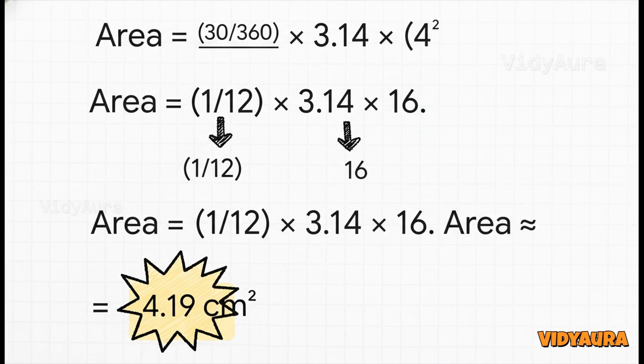Let's simplify first. 30 divided by 360 is the same as 1 over 12. And 4 squared is 16. So our equation is now 1/12 times 3.14 times 16. You crunch those numbers and you get our answer, approximately 4.19 square centimeters.